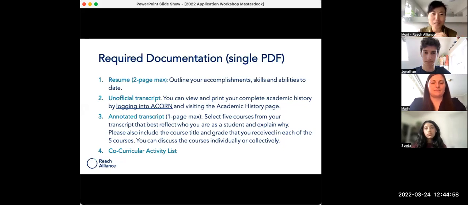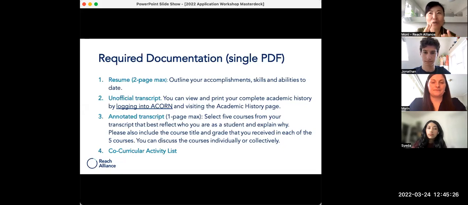But what's special about Reach is this annotated transcript. And this is where you get a chance to pick 5 courses from your transcript that best reflect who you are as a student and explain why. And this we're looking for because sometimes we know that a grade doesn't always reflect your capacity or your interest, or sometimes a low grade could, if there are certain circumstances that you want to explain what happened.